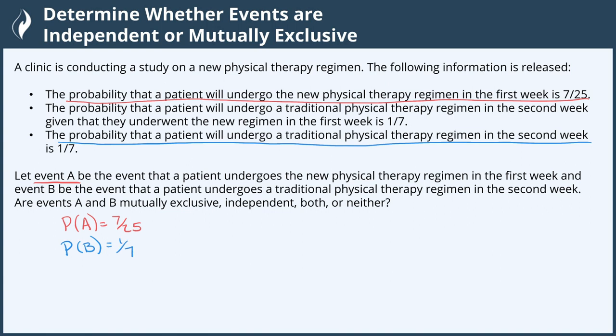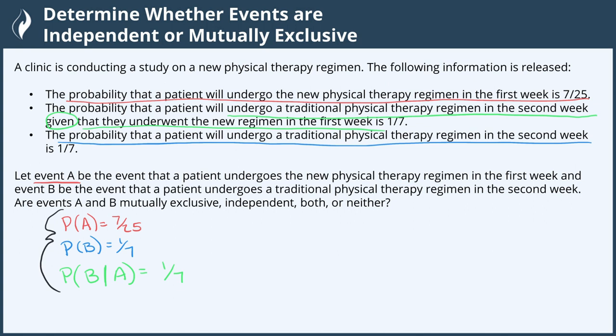Now the middle one says the probability that a patient will undergo a traditional physical therapy regime in the second week, given that they underwent the new regime in the first week. So this is the probability of the traditional physical therapy for the second week, which we know is event B, given that they have already undergone the new regime in the first week. This is A. And we were given this is 1/7. Now let's break down what we were given here. This makes it a little easier to look at.